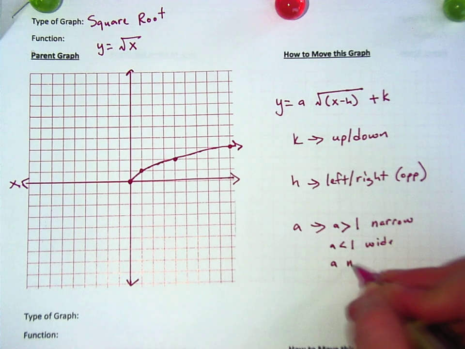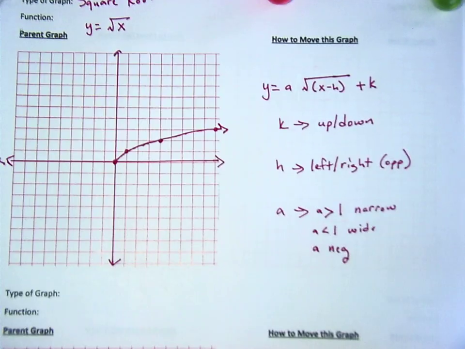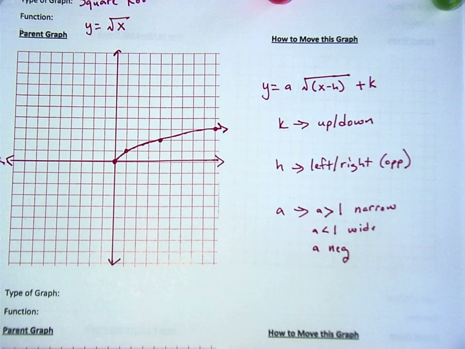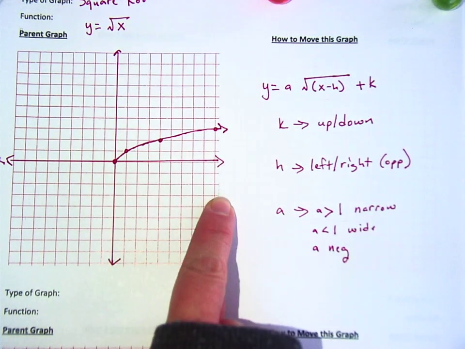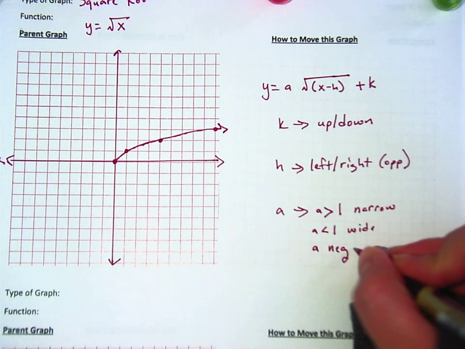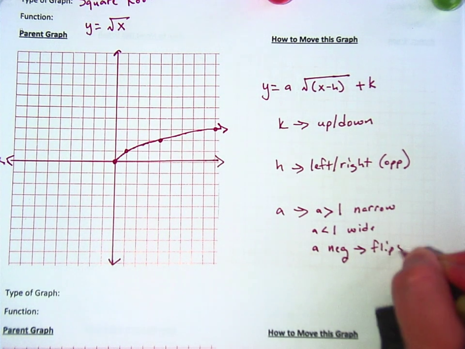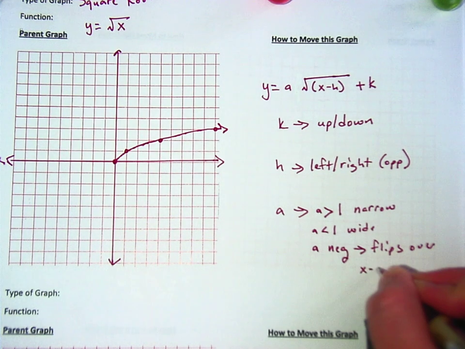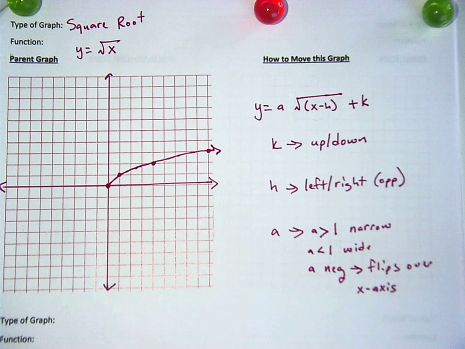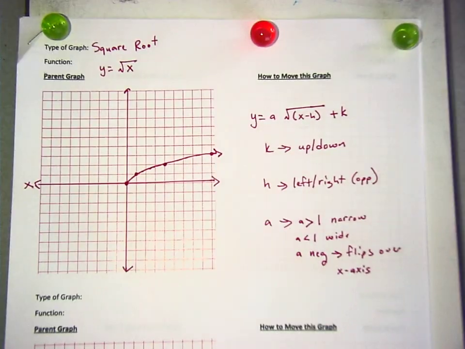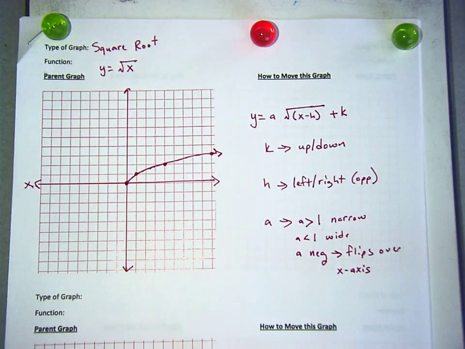What if A is negative? It is possible. It flips. So instead of springing up, it's almost like springing below down here. Flips over the x-axis. Remember, I'm not going to test you on all of this. I just want to make sure you have this with you in college. Do you still have this one from last year, Crystal? This packet? No idea. Yeah, take it home.